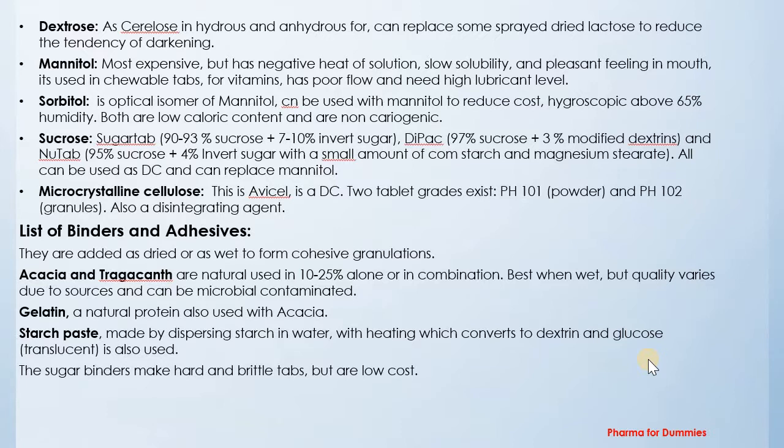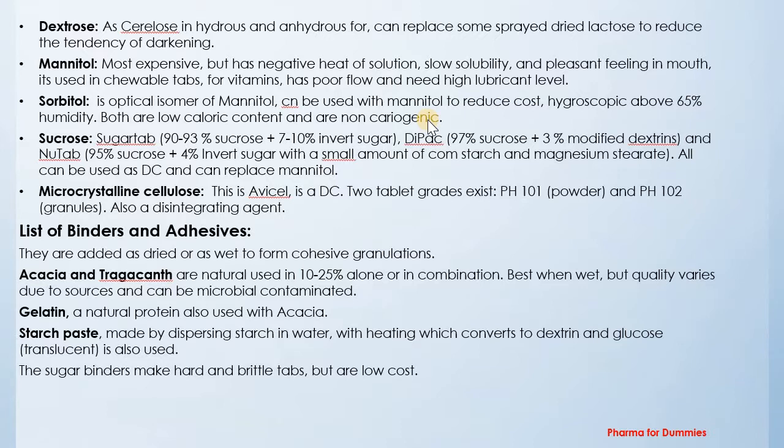Sorbitol is an optical isomer of mannitol and it can be used with mannitol to reduce cost. It is hygroscopic above 65% humidity. Both have low caloric content and are non-cariogenic.